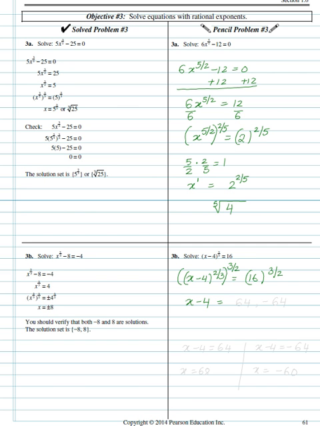And 16 to the 3 over 2, you have two cases here. You would get positive 64 or a negative 64. When you plug it in your calculator, you get positive 64 or negative 64. That means x minus 4 is positive 64. x minus 4 is negative 64. So I get x is equal to 68 and x is equal to negative 60.